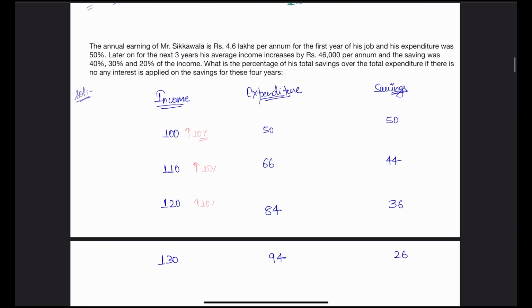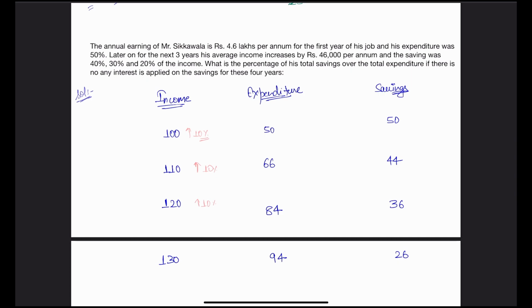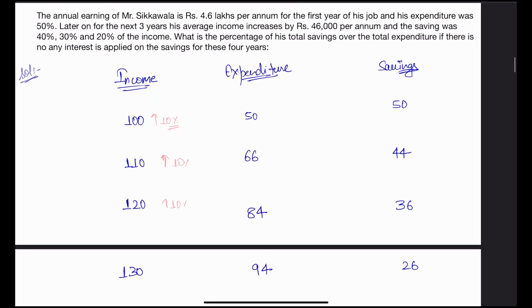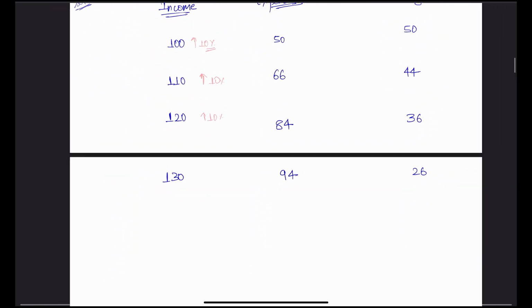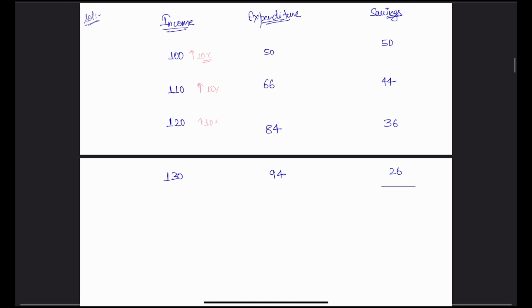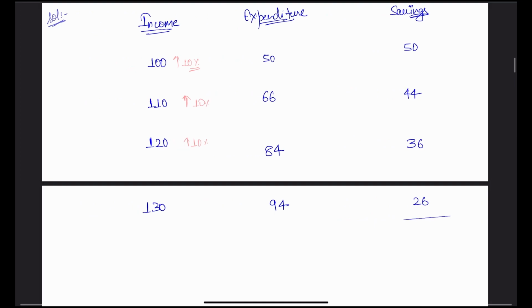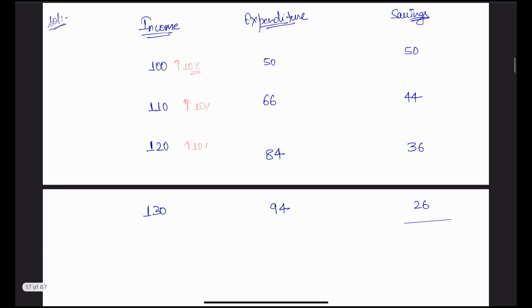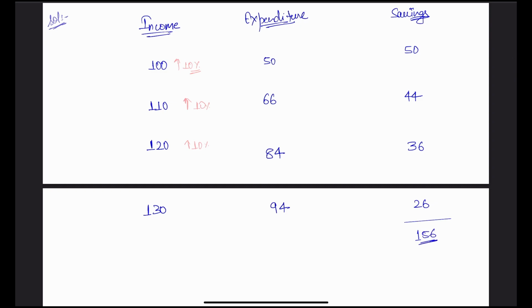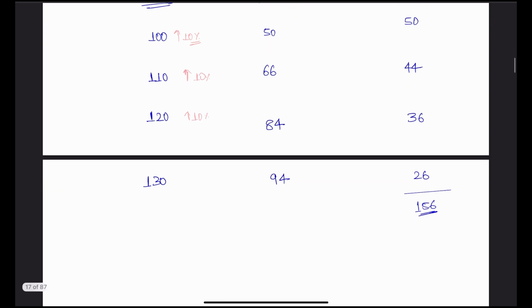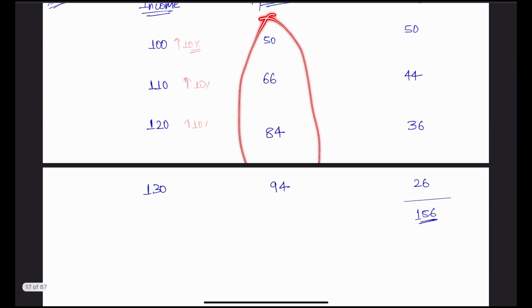So the question is asking what percentage of total saving over total expenditure. So saving upon expenditure. Let's first add the total saving. 26 plus 44, 44 plus 6 is 50, 50 plus 20 is 70, 70 plus 50 is 120, 120 plus 30 is 150, 156. So either I can do this, or I need to add this one. I can add this value, or I can add this value.